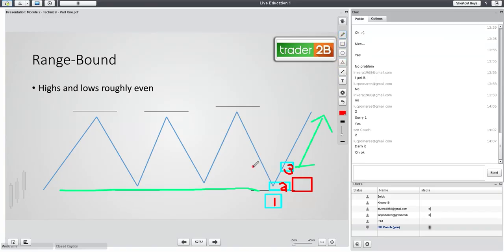Number one, here we have anticipated that the market is going to bounce. So we anticipated that the market is going to do this and then come back up right away. So we have anticipated that this market is trading in a range and that it's going to bounce right away, right?